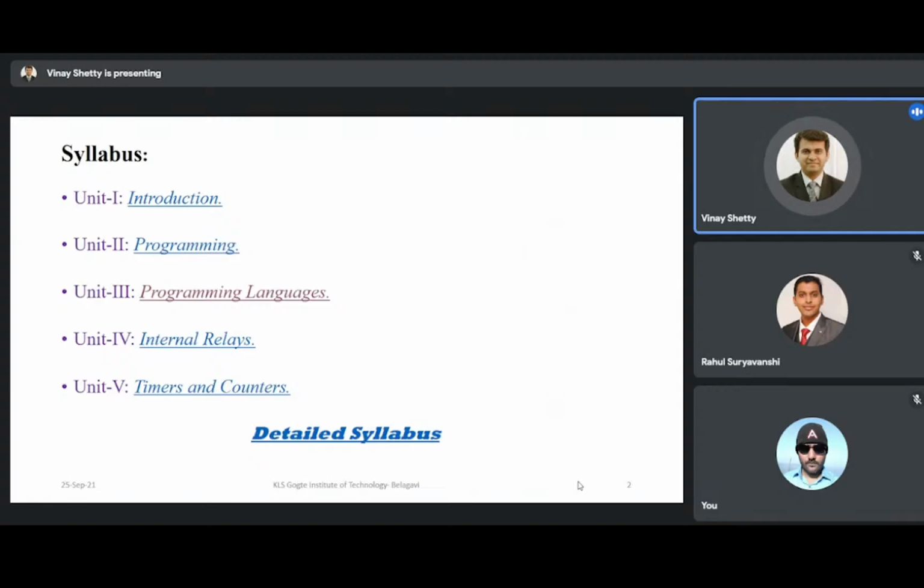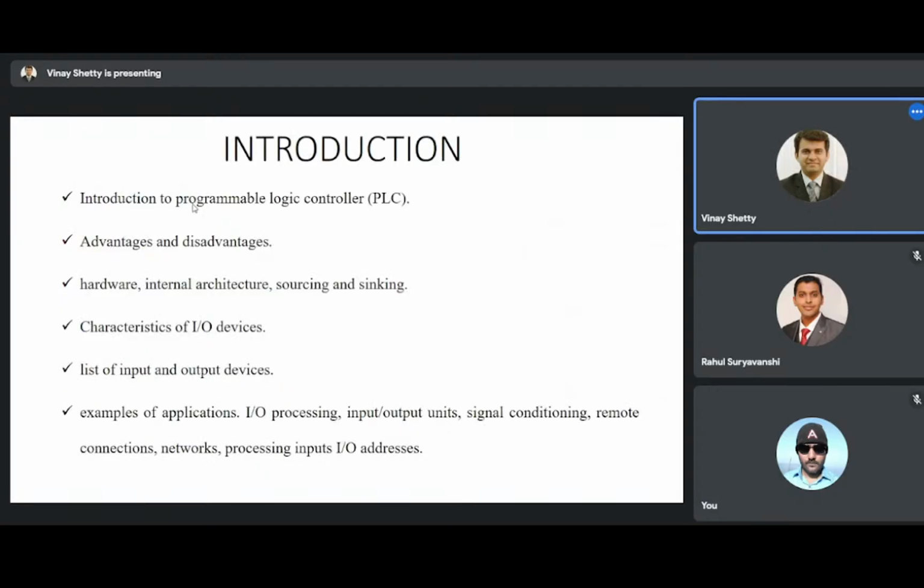And these counters, how could they be used? These are the inbuilt counters in the PLC, and how they could be used for our work process. Okay, so here I'll just click on the introduction, so that you can see in the introduction we are going to learn about the introduction to the PLC, that is, programmable logic controller.